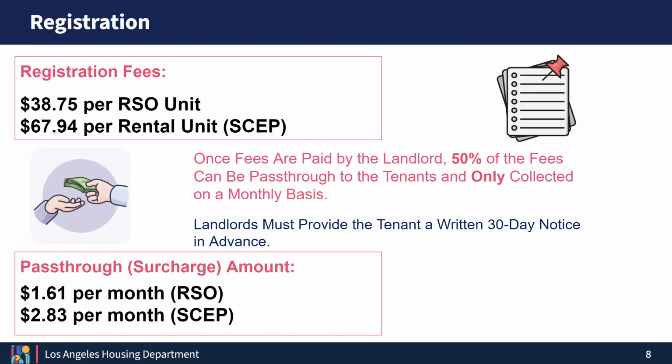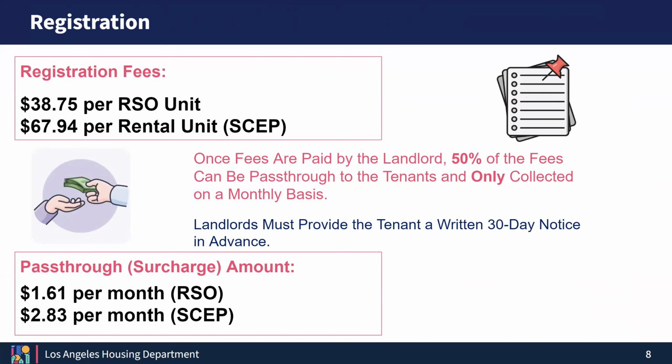contains two different steps. First, the owner must pay registration fees. The registration fees include a $38.75 per unit that must be paid for each RSO unit, and an additional $67.94 per rental unit for our SCEP program, or the Systematic Code Enforcement Program.